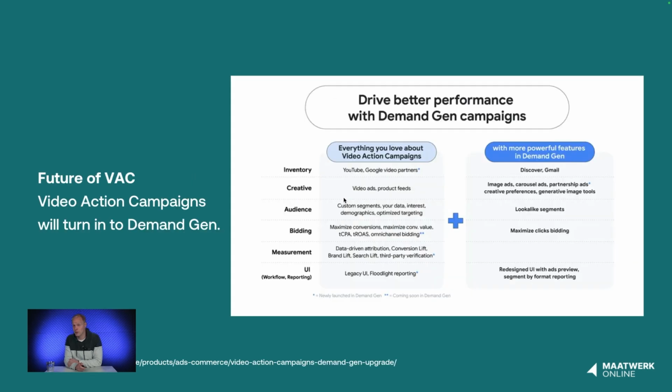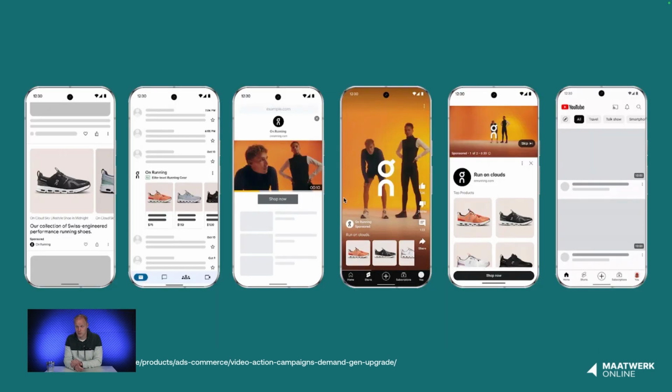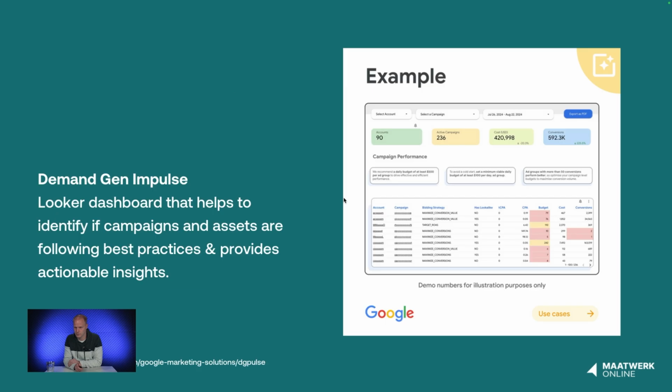The future of video action campaigns is basically in demand gen, because video action campaigns will turn into demand gen campaigns. This is being released in September, and we are recording this video in March 2025. At this point, you are no longer able to create new video action campaigns in Google Ads, and the remaining video action campaigns will be upgraded to demand gen in the next quarter of 2025. This is basically how it could look, going from stills into videos for your campaigns.